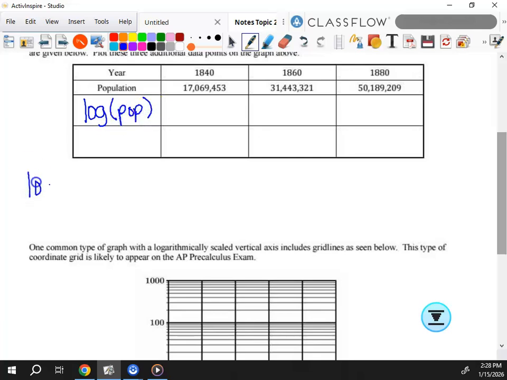So we want the log of 17,069,453. And again, if you needed that, you can just type that in on your little keyboard and it'll spit this number out for you.